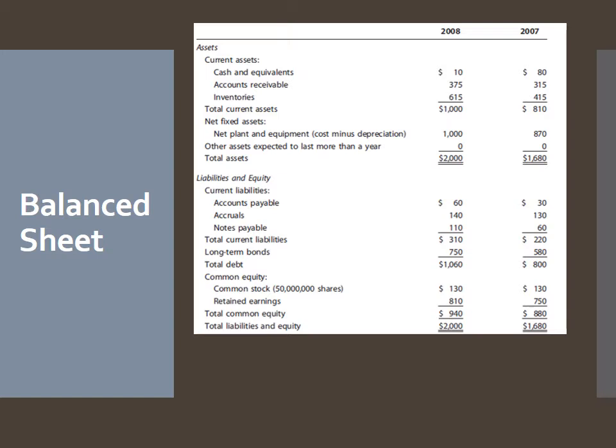Fourth one would be the other sources of funds. Most companies finance their assets with a combination of current liabilities, long-term debt, and common equity. Some companies also use hybrid securities such as preferred stocks and convertible bonds. Another thing to look for is the depreciation.